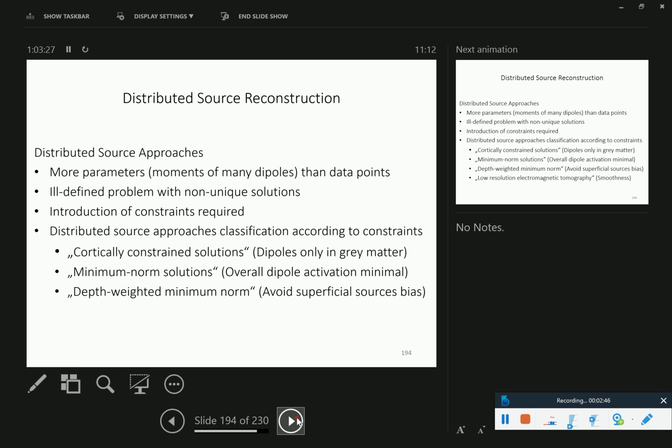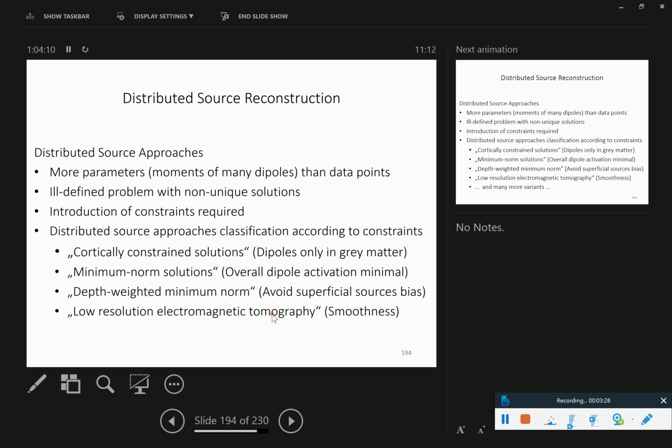Another thing that one can do is a depth-weighted minimum norm, which arises from the idea that the overall dipole activation is a little bit biased towards superficial sources, and so the minimum norm is more stringently applied at the cortex level. And another thing that you can do is to maximize the smoothness, now not in terms of random fields or anything, but in terms of varying over space. It's the same kind of idea, but it doesn't use the random field model.